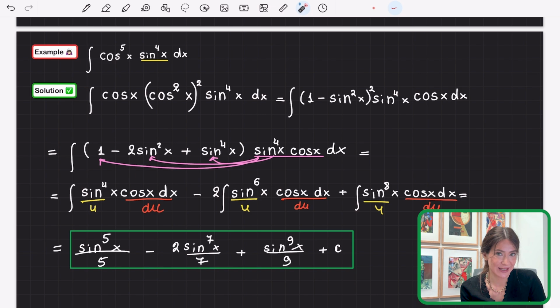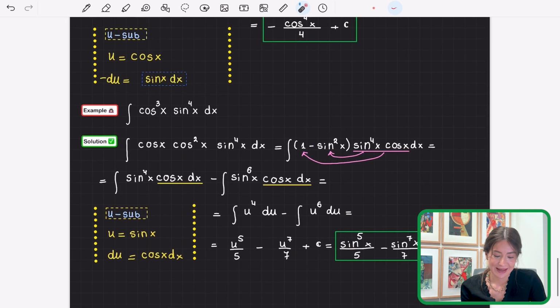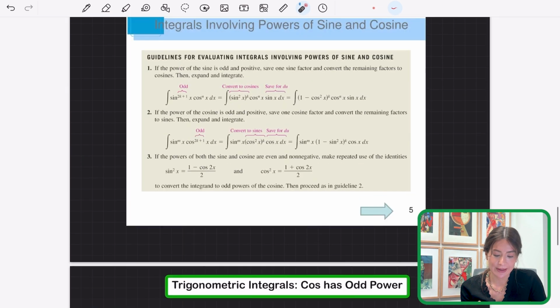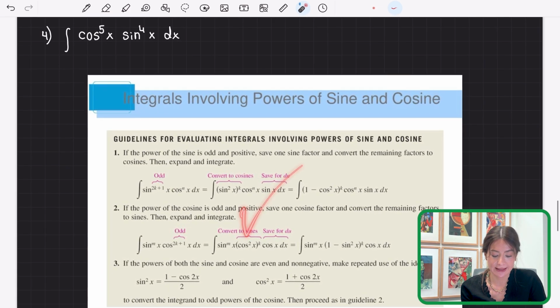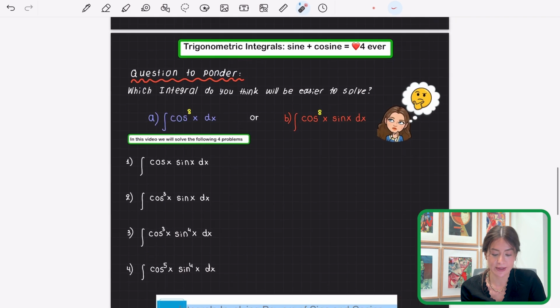And secant and tangent have very similar types of problems, which is coming in the next part. So these are trigonometric integrals that utilize this guideline. So I hope that this was helpful.